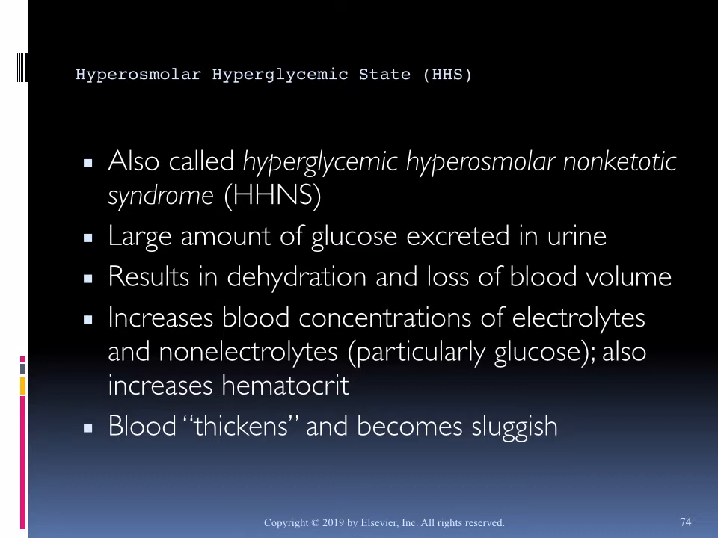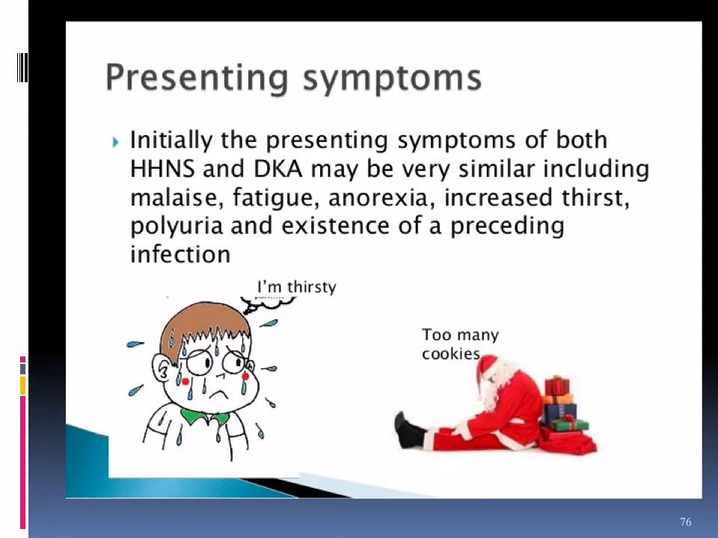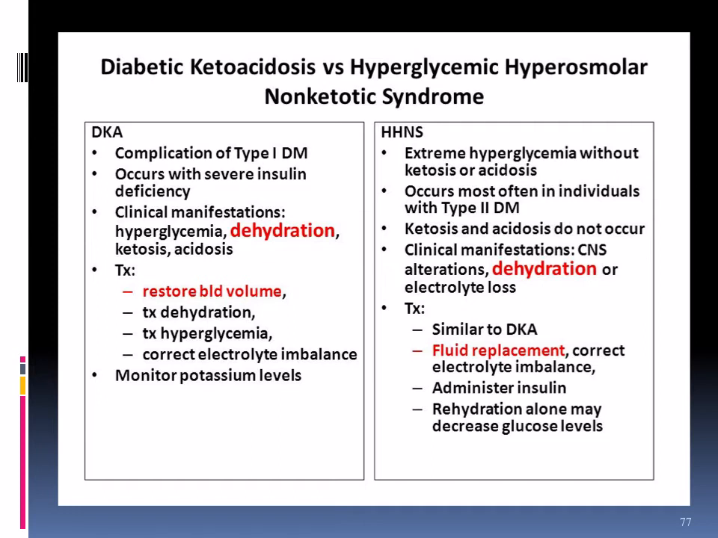So mainly the issue with hyperglycemic hyperosmolar non-ketotic syndrome is because of the large amount of glucose excreted in the urine, they're also losing blood volume and becoming dehydrated. This shows you a side-by-side. The symptoms are similar except for the ketones. So your main concern is fluid replacement, which is very important with the hyperosmolar non-ketotic syndrome.